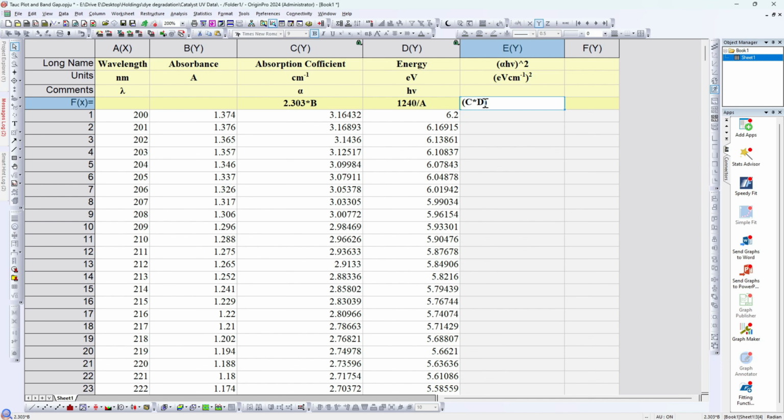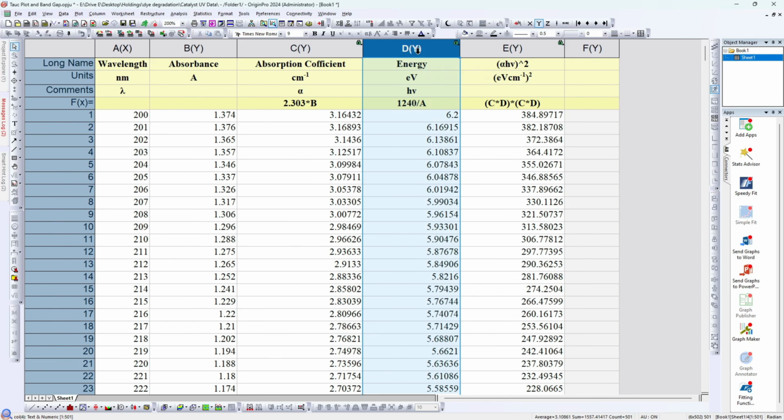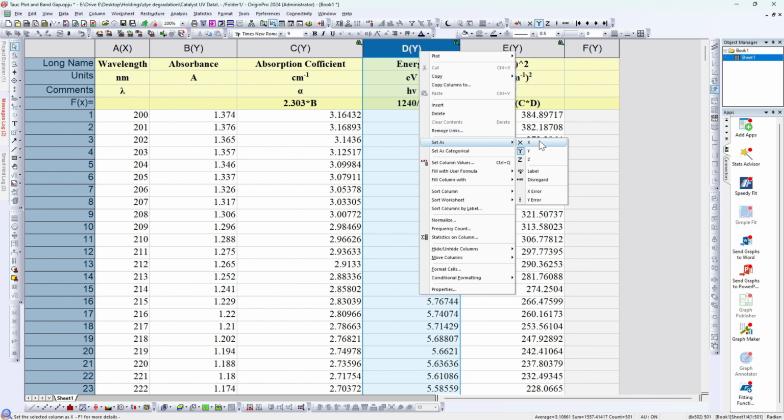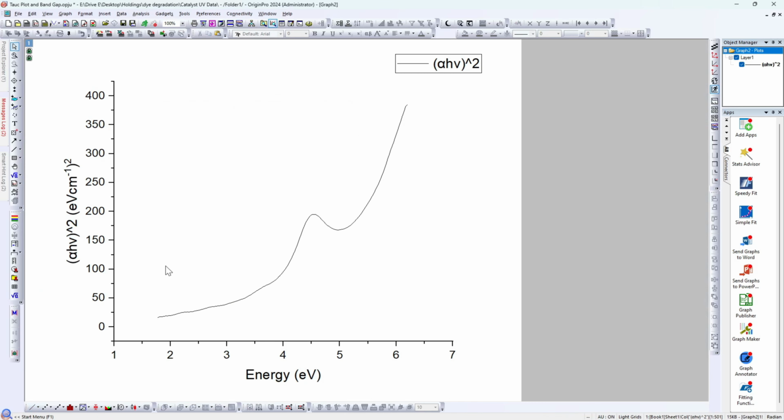Or we can also set this column as the x-axis and this alpha h nu whole square as the y-axis, and just plot it. Here we get the graph, and now you just have to mark the line after that hump, and where it intersects will be its band gap.